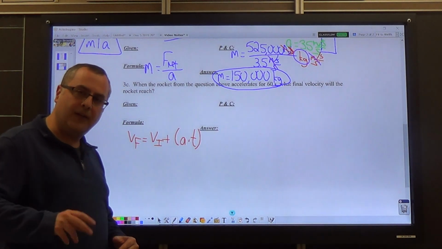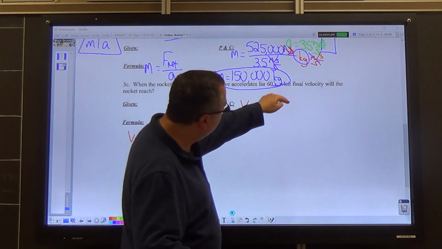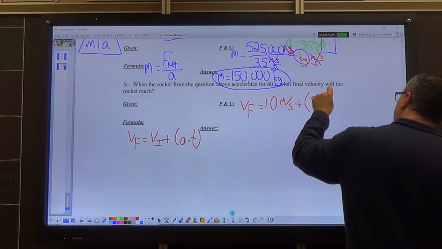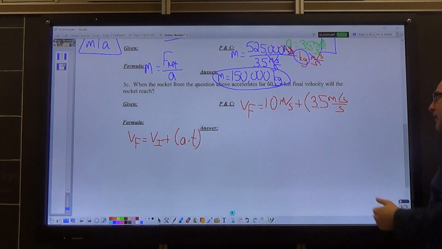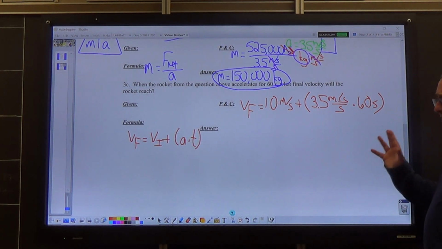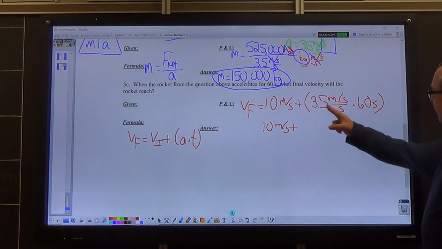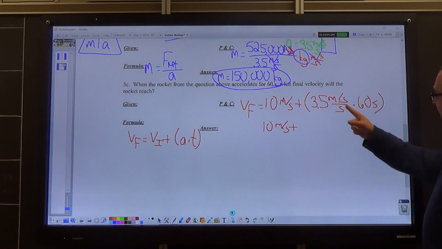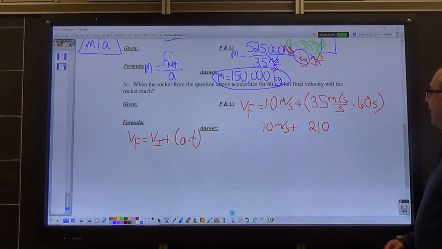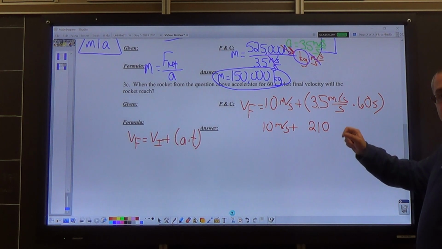At this point, it's just a matter of plugging in your numbers and keeping track of your units so you can see if any of the units cancel. So our initial velocity was 10 meters per second. And then you sped up 3.5 meters per second faster every second. So after 60 seconds, you're going to gain a certain amount of speed. If I break this down piece by piece, this would be 10 meters per second plus 3.5 times 60, which would be 210. In other words, if you speed up this much every second, after 60 seconds, you would have gotten 210 meters per second faster.